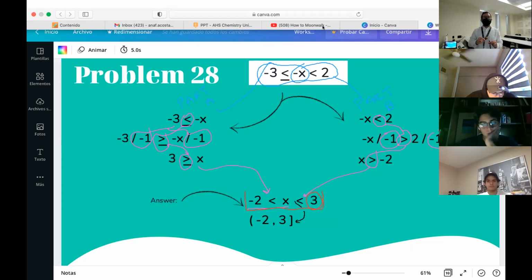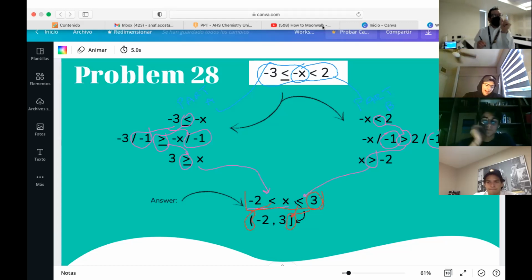Yes. Okay, so when do we use brackets and when do we use parentheses? It's very simple. We're going to use parentheses when the value is not included. We're going to use brackets when the value is included. Okay, you see that? So if it's less than, greater than, the value is not going to be included. It's going to be a parenthesis. If it's less than or equal, greater than or equal, if the equal is there, we need to include the value. That's where we're going to use the brackets. Okay, is that clear? Yes, thank you. Perfect.